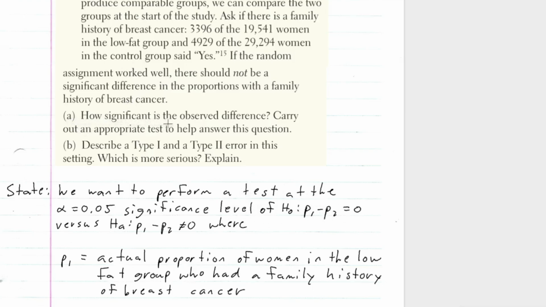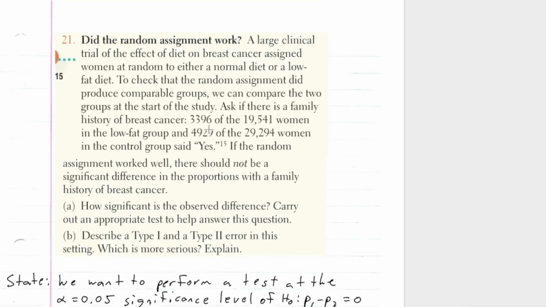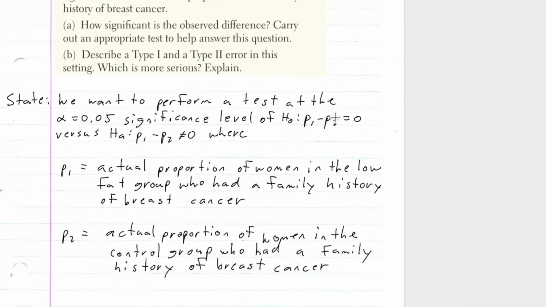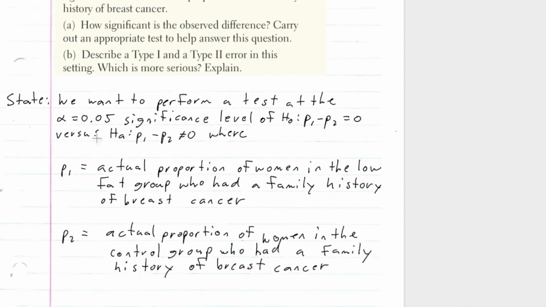Part A, how significant is the observed difference? Carry out an appropriate test to help answer this question. And part B, describe a type 1 and type 2 error in this setting, which is more serious. So we want to perform a test at the alpha equals 0.05 significance level, because they didn't give us a significance level, we just assume it's 0.05. And our null hypothesis is that there is no difference, which is what they're saying we should get, versus an alternate hypothesis, which is saying there is a difference.